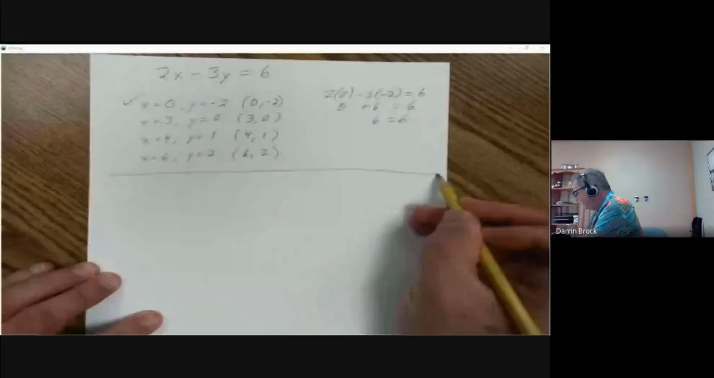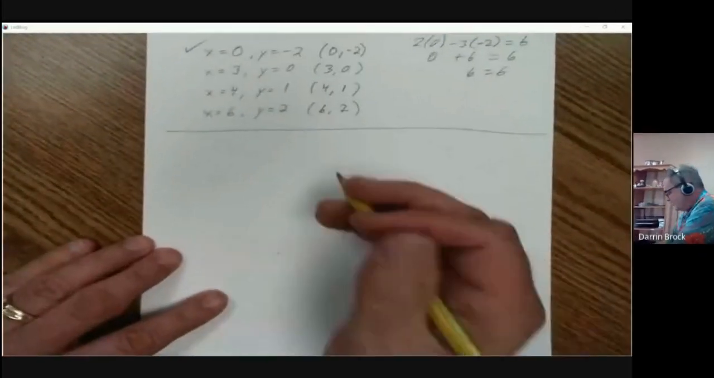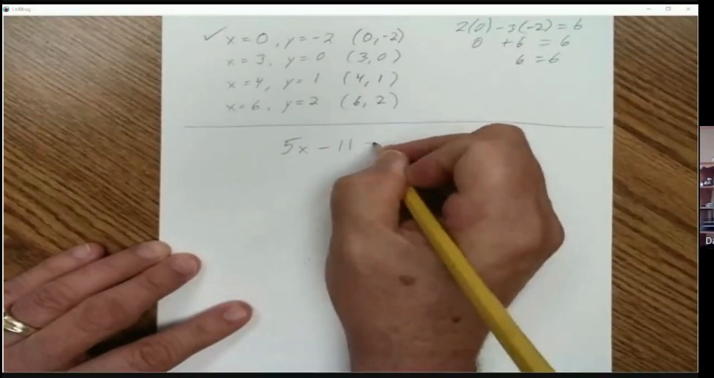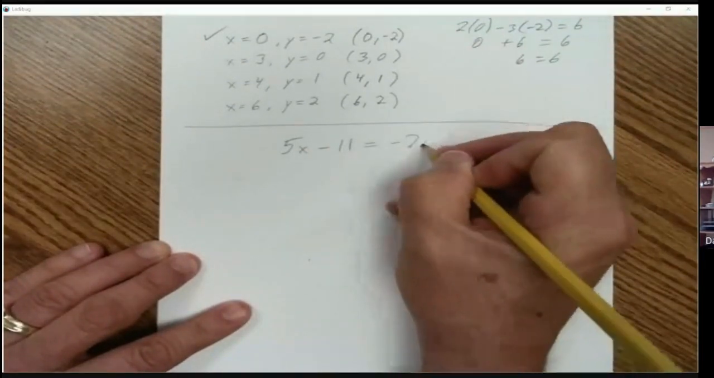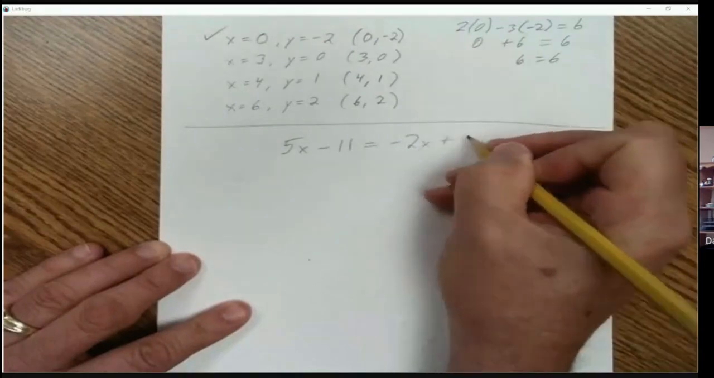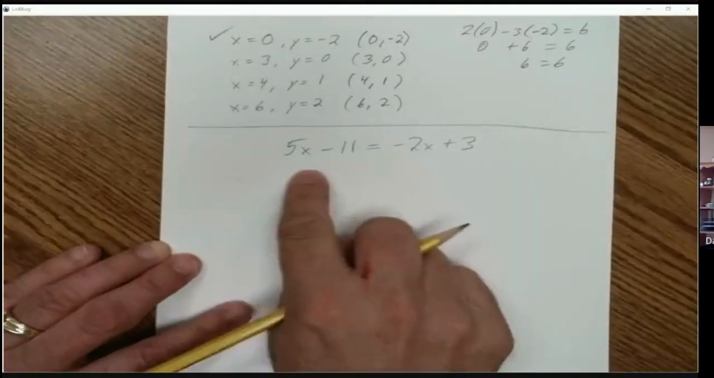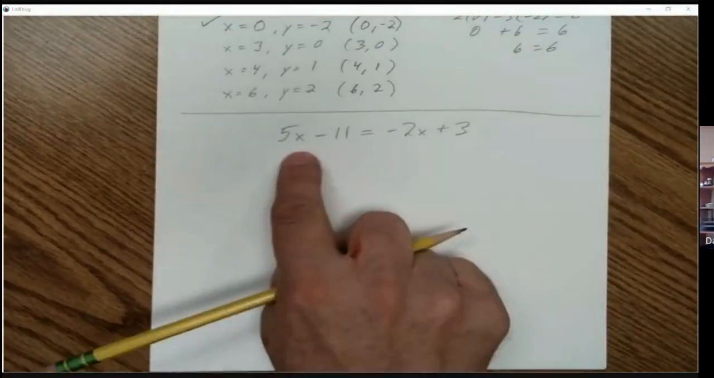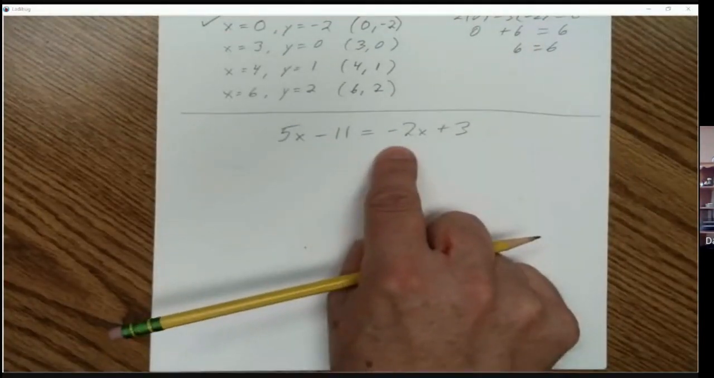I want to look at one other option. What if we have, before we get into systems, sometimes we still just have one variable here. I want to solve that for x. I want to find the solution to this: 5x minus 11 equals -2x plus 3.